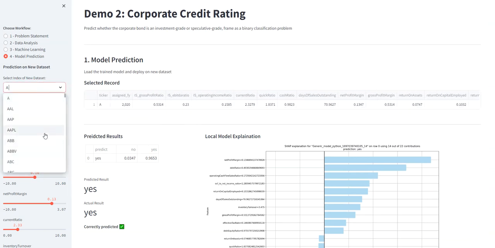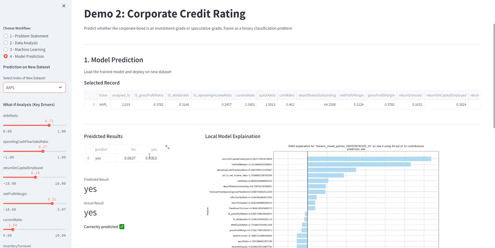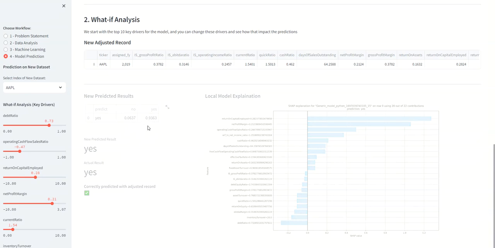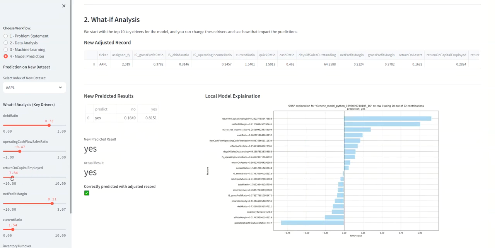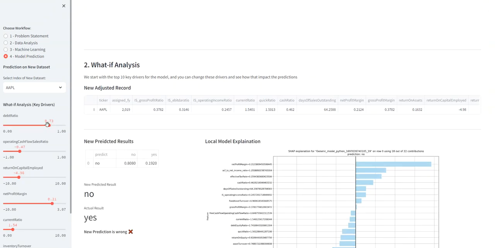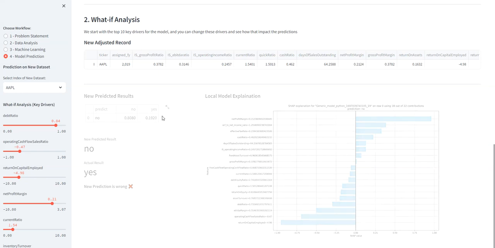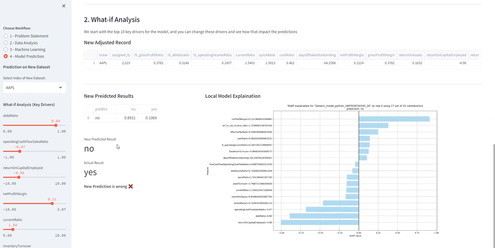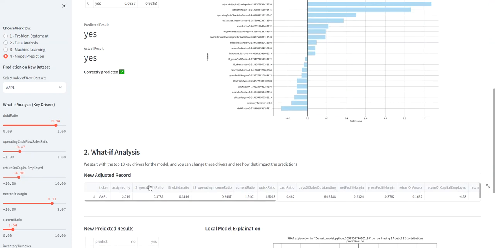Everybody knows Apple, so I'm using Apple as an example. You can say Apple is a great company that has a 93% probability of becoming an investment grade, right? Of course, it is an investment grade. But what if we make some adjustments? What if Apple is doing poorly on operational cash flow, or what if they have a very low return on capital, or what if it is heavily in debt? Assume something messed up with a company like Apple. It will go from investment grade into junk bond or speculative grade. So you can definitely see the impact of these financial metrics on the overall credit rating for this company.